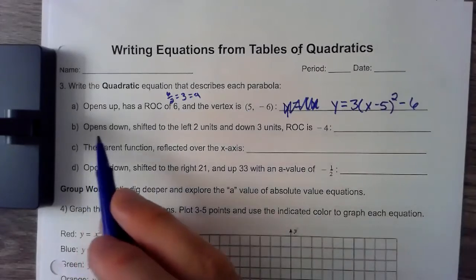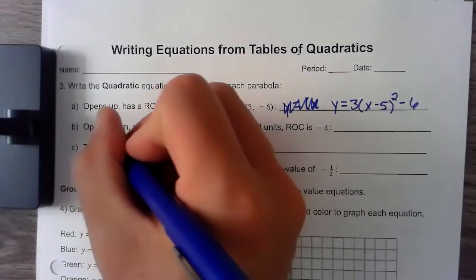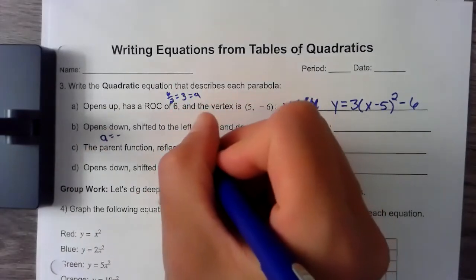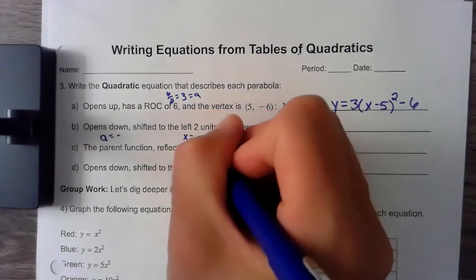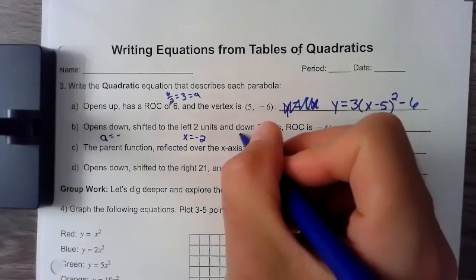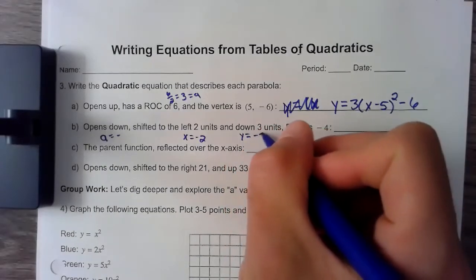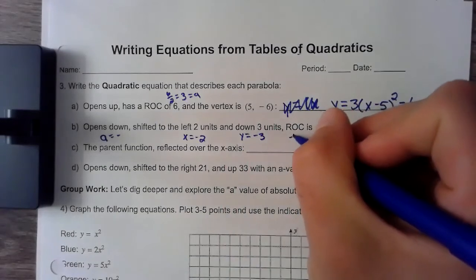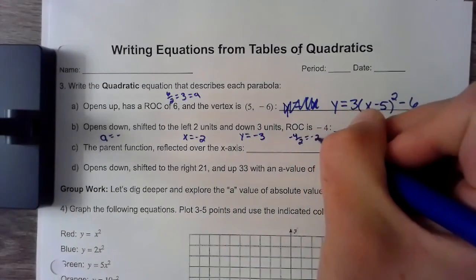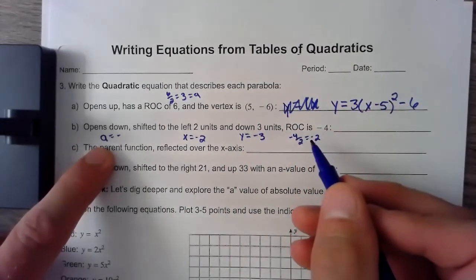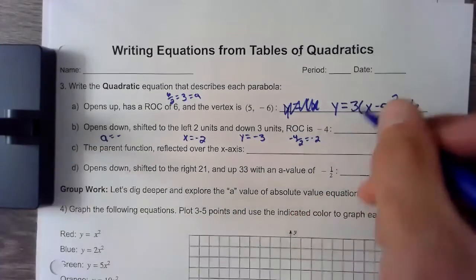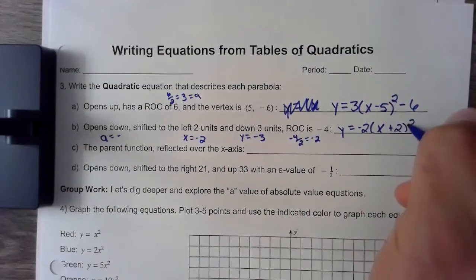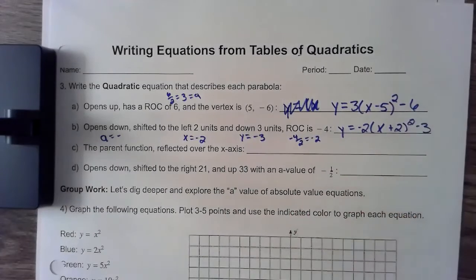Right, next one opens down, telling us that a is negative. Shifted to the left 2, it's talking about our turning point there, so that means x equals -2. And down 3, so that's our turning point or vertex. y is -3. And the rate of change is -4, but we need to divide -4 by 2. So we get -2, which aligns with what the a value is describing for us. So y equals -2 times x plus 2 squared minus 3.